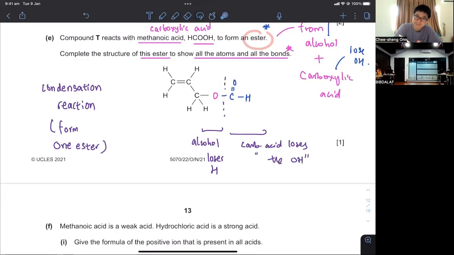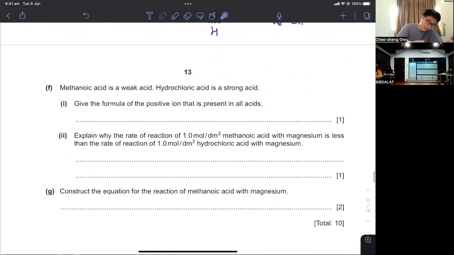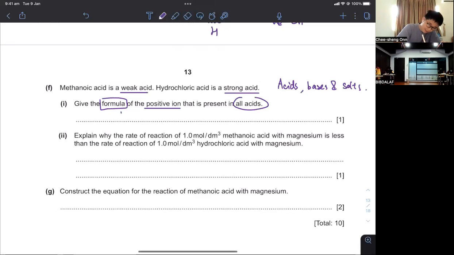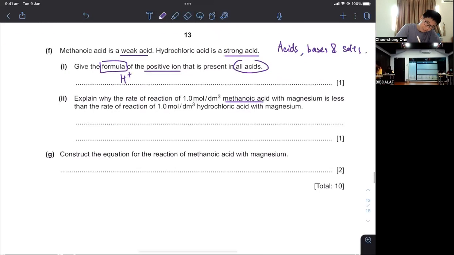It's an ester. Okay. Now this next question is about weak acid and strong acid. So you can look back at acids, bases, and salts topic. Give the formula: positive ions, all acid, H plus. No question asked, should be quite easy. Now this next one is about methanoic acid. So this is weak acid, and this is strong acid. So why is the rate less? That means slower. Why is the rate slower? For 1 mark, you need to focus on, this is 1 mole per dm³ and 1 mole per dm³.